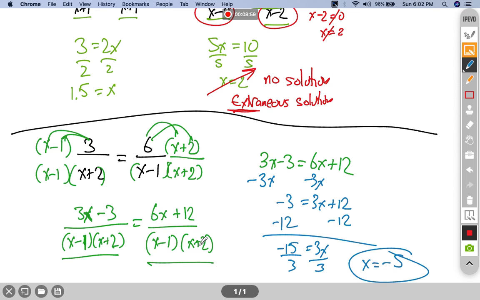I check it against my asymptotes. What can x not be? Well, x can't be positive 1. Negative, positive, that's so easy to do. x cannot be 1 or negative 2. Well, it's not. So my negative 5 looks good. I erased too far.